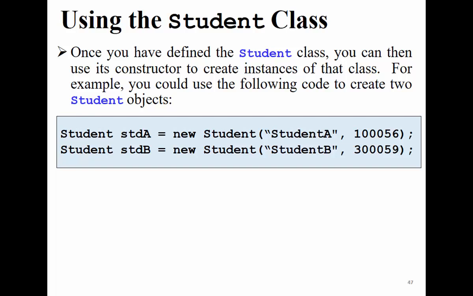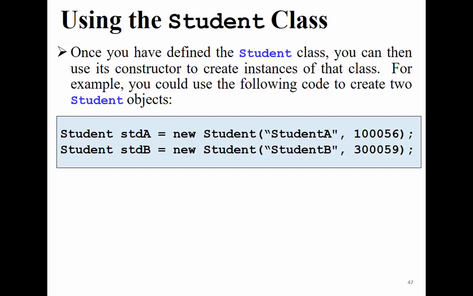I create a class. Whenever you create a class in Java, you create your own data type. You can now interact with Student as a data type, as you interacted with String, double and int in the previous lectures. So Student stdA equals new Student.